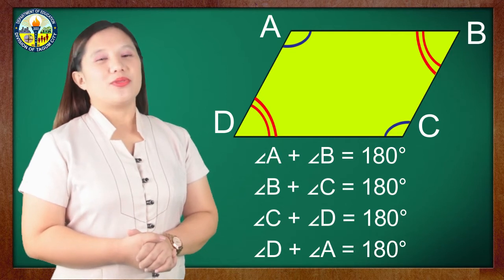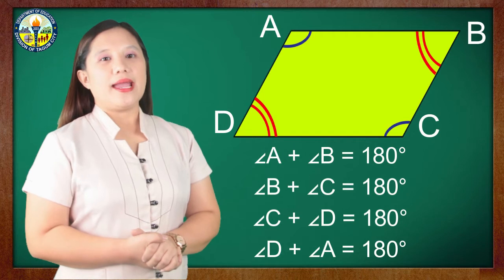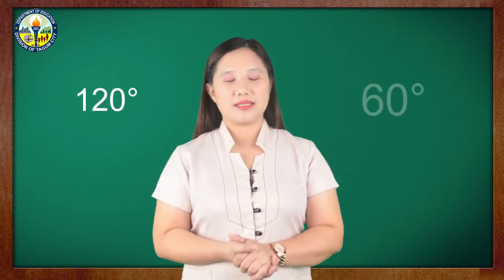Correct! The third property states that in a parallelogram, any two consecutive angles are supplementary. Remember, two angles are said to be supplementary when the sum of two angles is 180 degrees. For example, the supplementary angle of 120 degrees is 60 degrees.